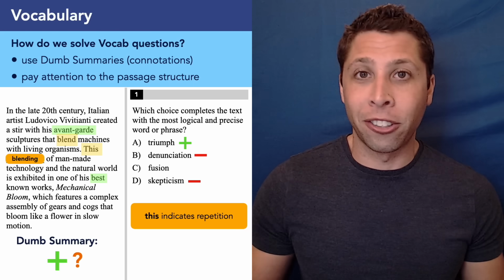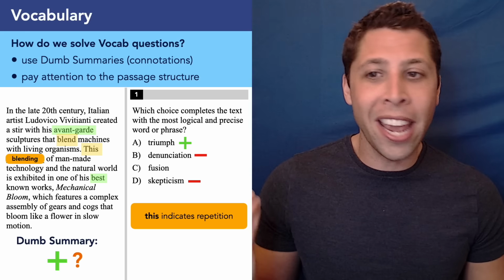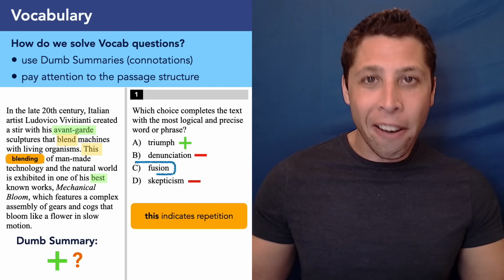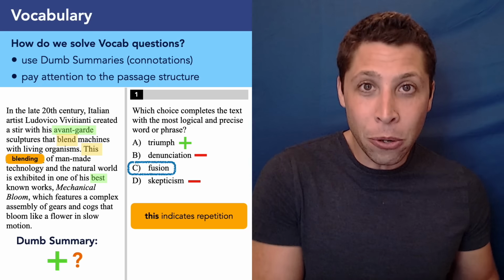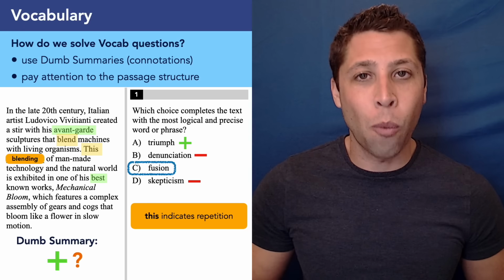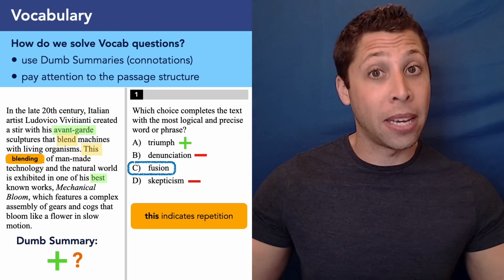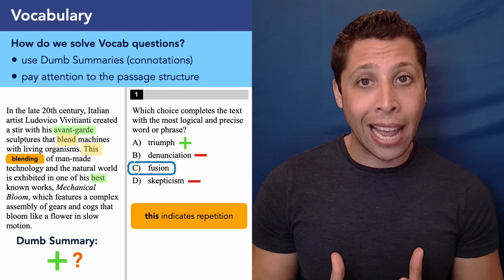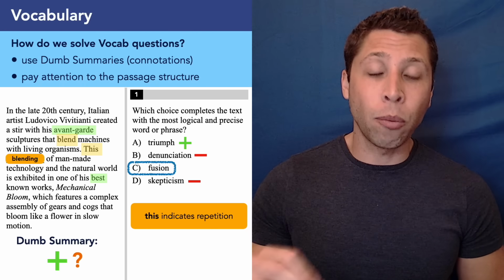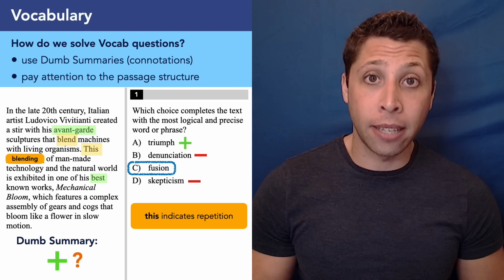Don't get clever here. Just be dumb. Stick to what they're saying. And once we do, the answer is obvious here. It's definitely fusion, because a fusion is a mixture, a blending of things. So it's very obvious that that's what we wanted. And so this is the power of a dumb summary. It lets us capture something complicated in a very simple way. But notice that in order to do that, we needed to understand the structure of this passage, the fact that they were repeating something.